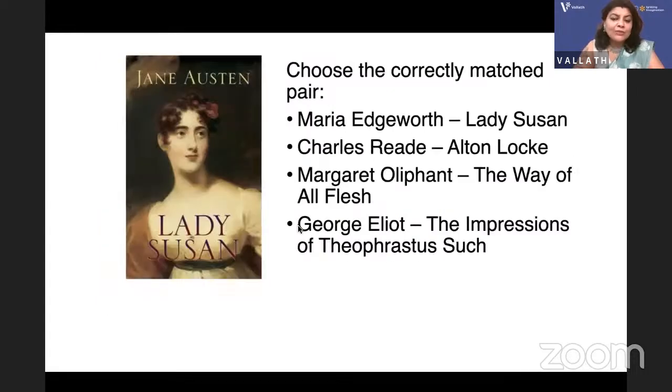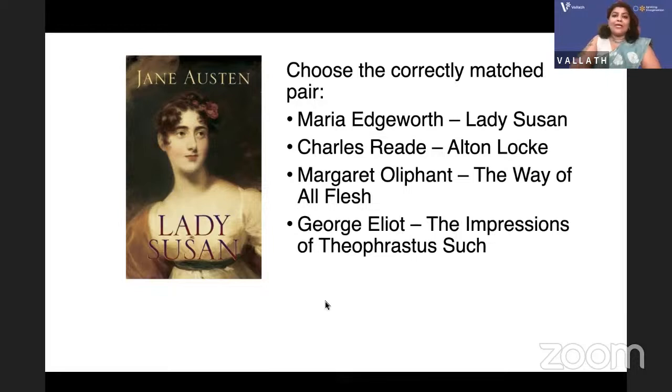Okay, going on. Choose the correctly matched pair. Ankita, can you read? You have to find out the correctly matched pair of the writer and the book. Maria Edgeworth, Lady Susan; Charles Reade, Alton Locke; Margaret Oliphant, The Way of All Flesh; and lastly, George Eliot, The Impressions of Theophrastus Such. Among all these options, which author and work pair is correctly matched? Here we can see that Lady Susan is not a work by Maria Edgeworth. It's by Jane Austen. So now you have to find out among these 3 options.